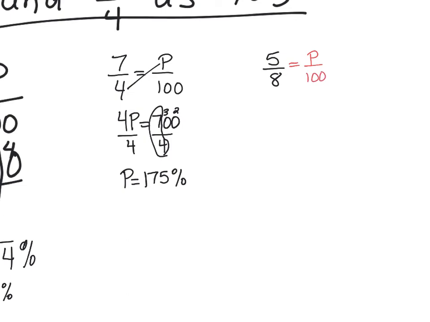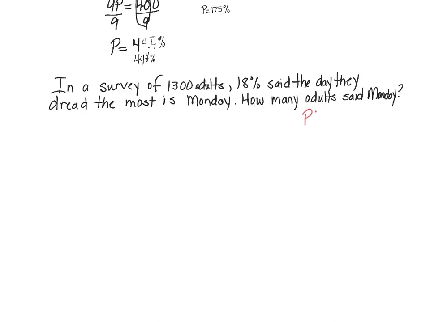And then what'd you get when you cross multiplied? 500. And then? And what'd you get? 62.5%. How many of you got 62.5%? It's pretty easy when you have a consistent pattern. Yeah, part over total equals percent over 100.